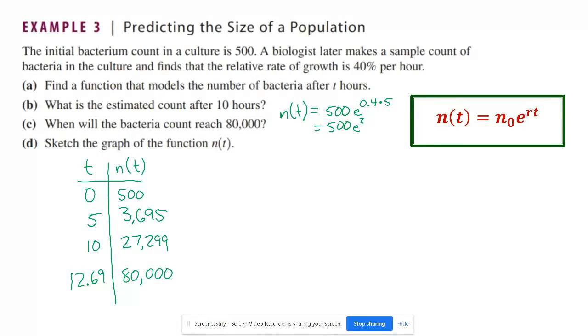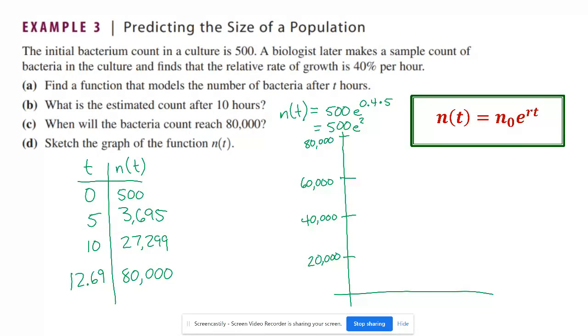I'm just going to do a really rough sketch of what this is going to look like. And I've got to go up to 80,000. So what I'm going to do is I'm going to count by 20,000s. So this first little tick mark is going to be 20,000. I'm going to go up to 40,000, 60,000. And then I'll extend my graph up a little bit. And up here, I'm going to have 80,000. All right, on my x-axis or my t-axis, I'm just going to count by 5s. So I'm going to say I got 5, 10, and we'll go to 15.